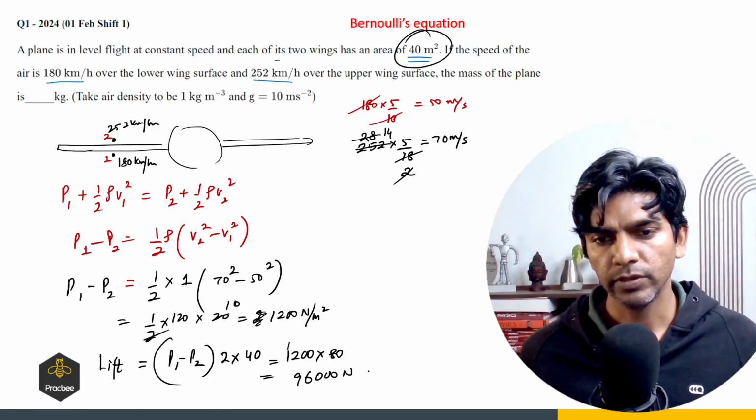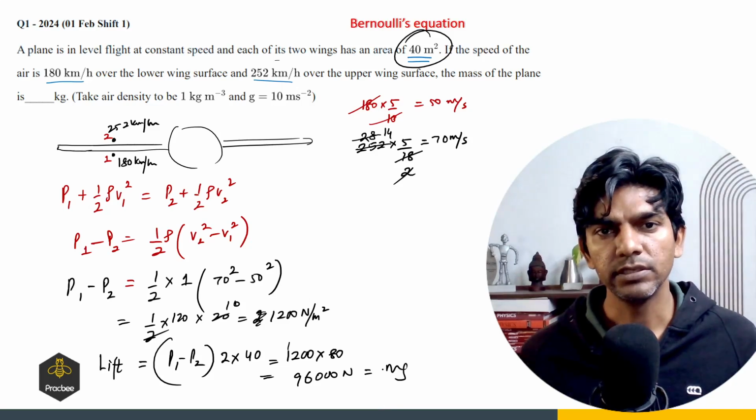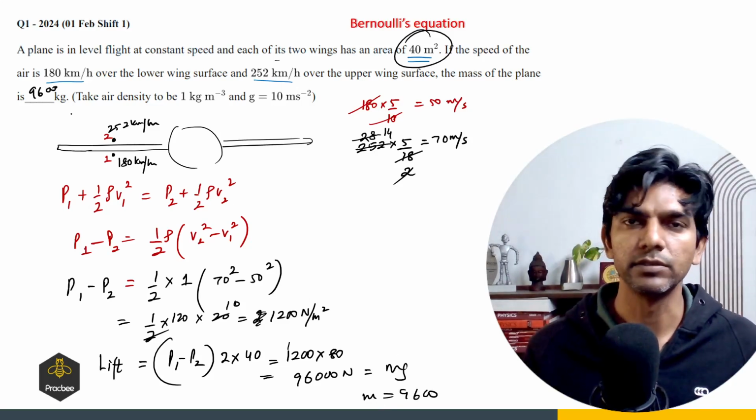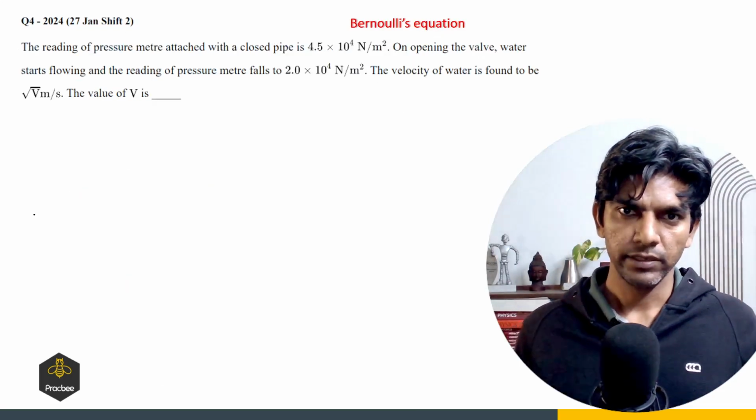So the weight will be nothing but mg. And g is given as 10. So m will be 9600. So 9600 will be the answer. Okay, right. So let us see the next question.